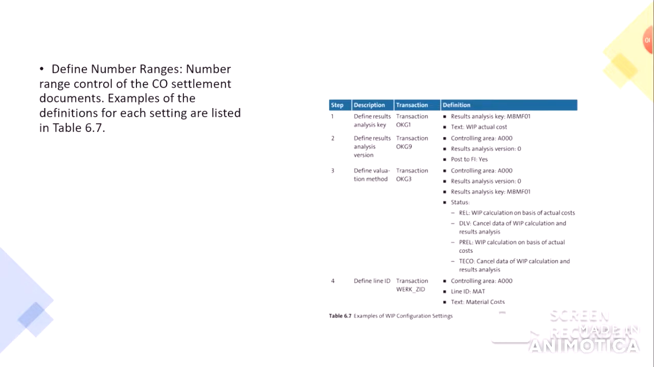So, release: WIP calculation on basis of actual costs. In DLV, cancel data of WIP calculation and results analysis. And preliminary: work in process calculation on basis of actual cost. TECO, cancel data of WIP calculation and results analysis. Define line ID, controlling area, line ID, MAT, text, material cost. Examples of WIP configuration settings.